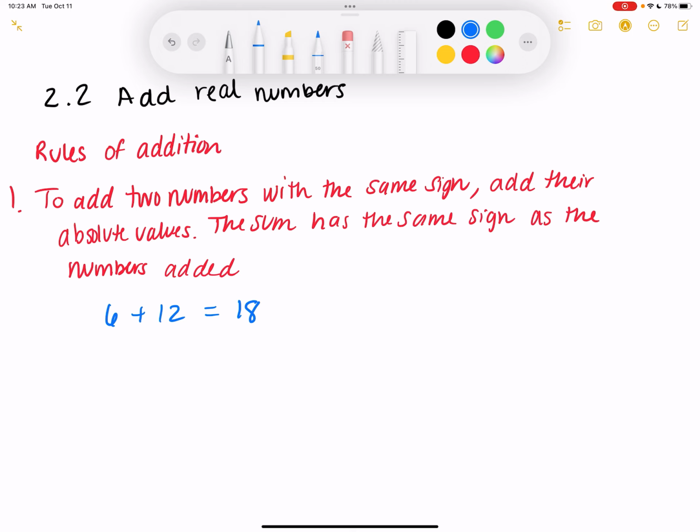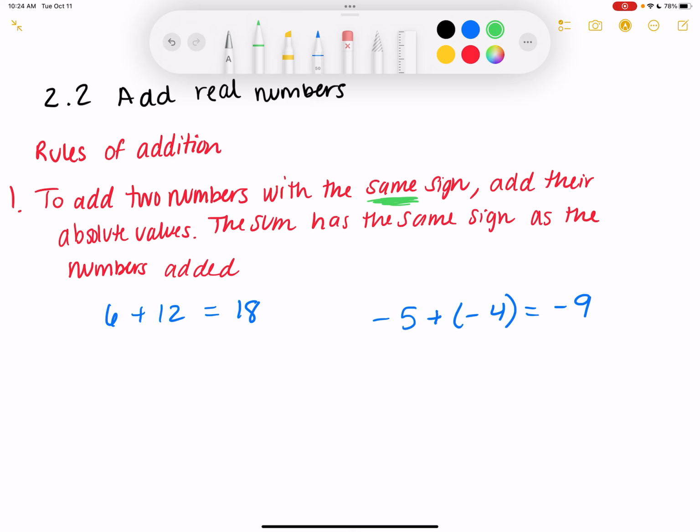But if I had -5 plus -4. Okay, I'm adding these two numbers together, but since they are both negative numbers, my answer is going to be negative, and I just need to add the numbers together and put a negative sign on it. That is going to be -9. So because both were negative, the answer has to be negative. When both were positive, the answer is going to be positive. So this is for the same sign, okay?